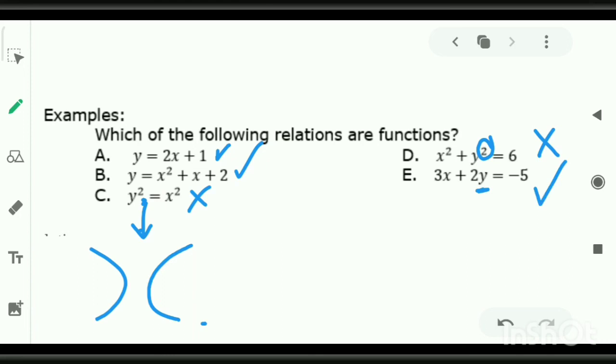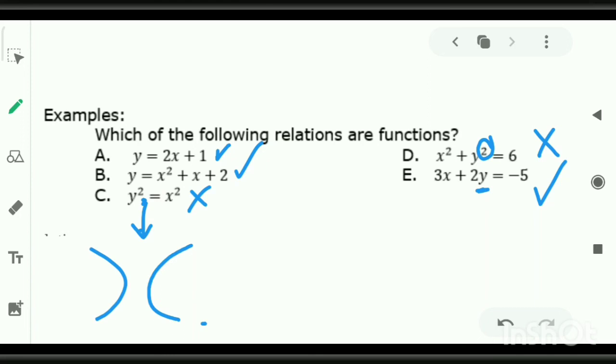Okay, again, as a review, there are 5 ways on how we can represent functions. In this video, we have set of ordered pairs, table of values, mapping diagram, graph, and the equation. For set of ordered pairs and table of values, you have to see to it that there is no repetition in the x variables. That is also true when we have mapping diagrams.